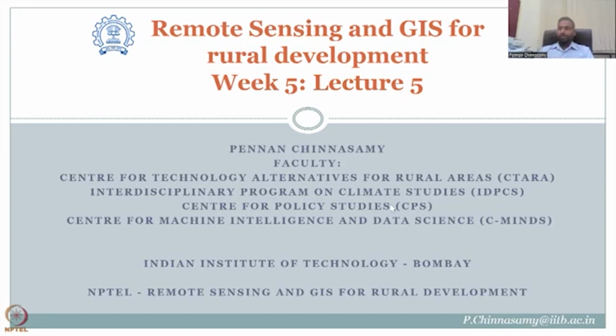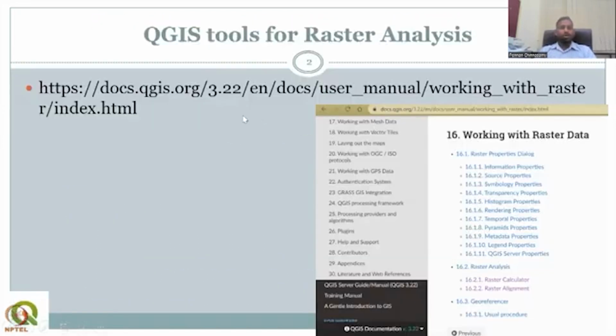So let's start with today's lecture on the link that has been shared already. If you click the link, you will have the working with raster data chapter of the QGIS manual. In the previous week, we saw the 15th chapter, which was working with vector data. Now we will look at the 16th chapter, which is working with raster data.